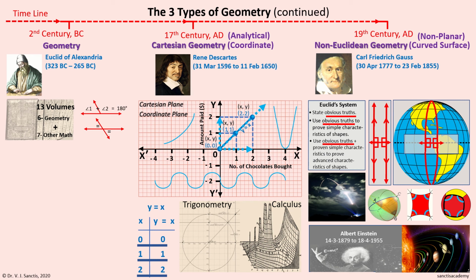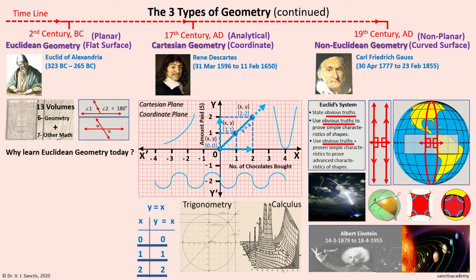So then, if the present and the future is non-Euclidean geometry, why learn Euclid's geometry today? Now, Euclid's geometry, which now began being called Euclidean geometry to distinguish it from non-Euclidean geometry, is flat surface geometry or all on one plane or planar geometry, as seen earlier with the parallel lines and can be seen here for the two Euclidean theorems reproduced.